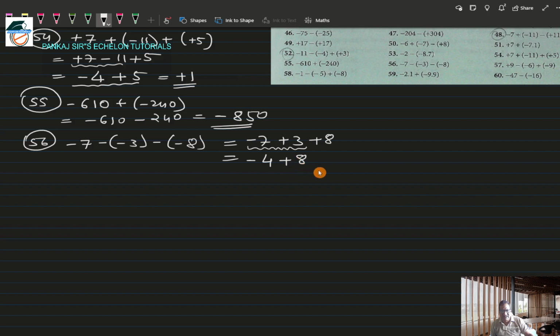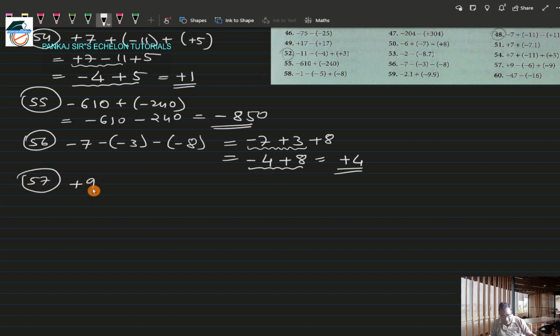Then I'll put this plus 8 in front of that. Now again if you work out, this is minus 4 plus 8, again two opposite sign directed numbers. So I'll take the sign of the bigger number, that is plus, and I will subtract 4 from 8. So that will give me 4. So the answer is plus 4. Right? That was 56.